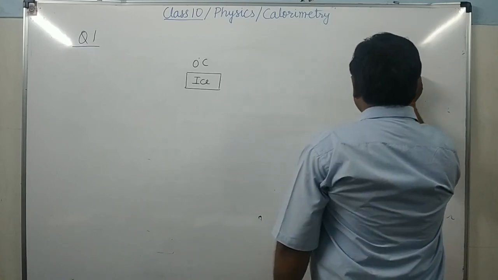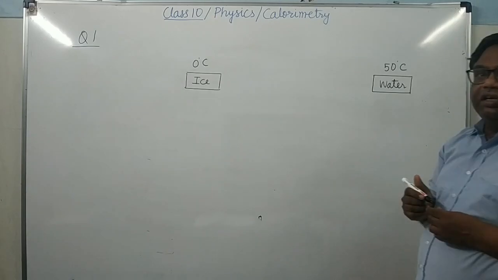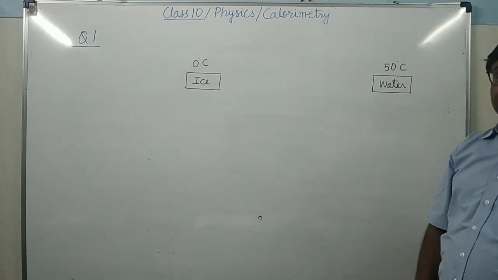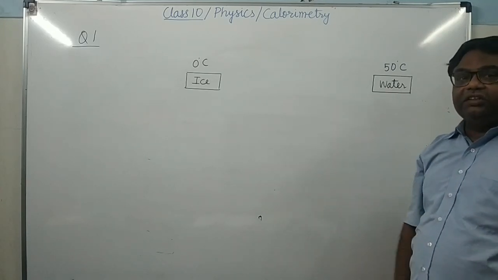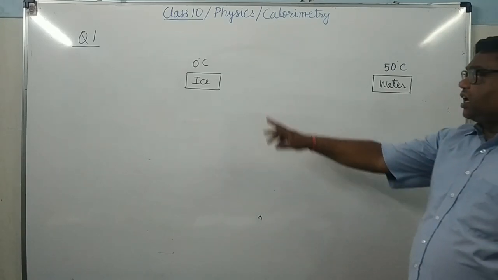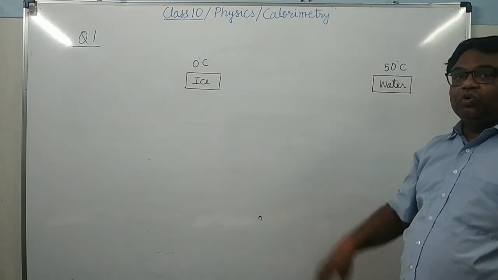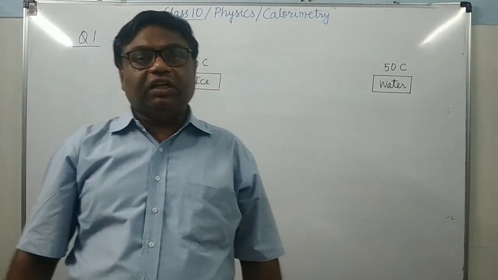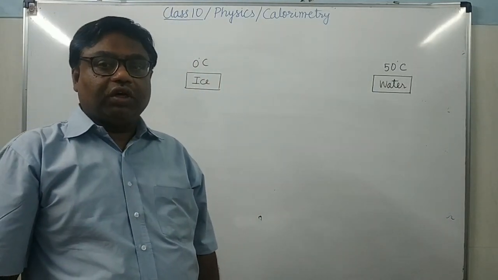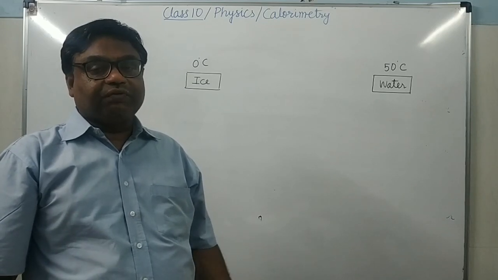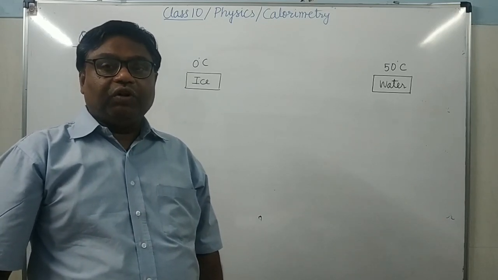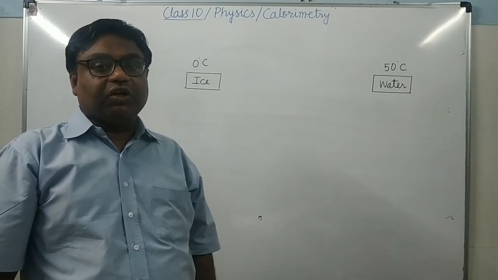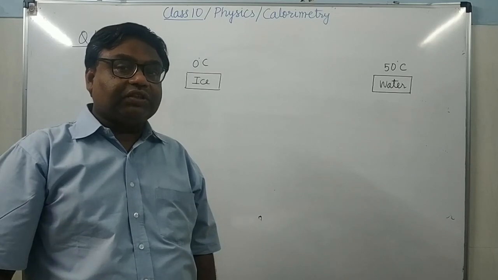So see here, what will be the order of the change? In which order will this change take place? Ice cannot convert directly into water at 50 degree Celsius. First, it will change into water at 0 degree Celsius, because first it will melt. When it melts, it forms water at 0 degree Celsius, because during melting there is no change in temperature.